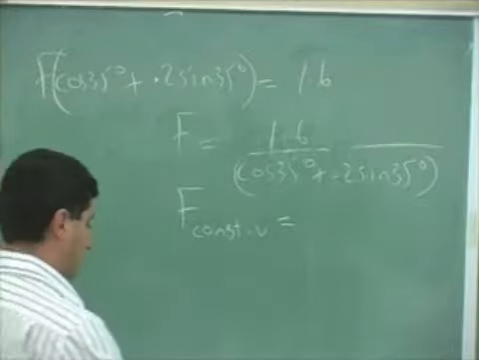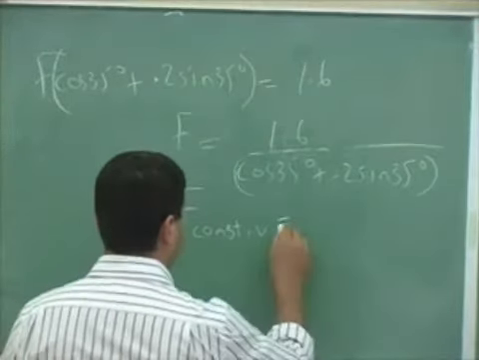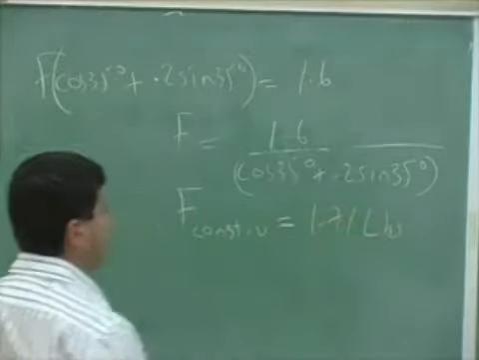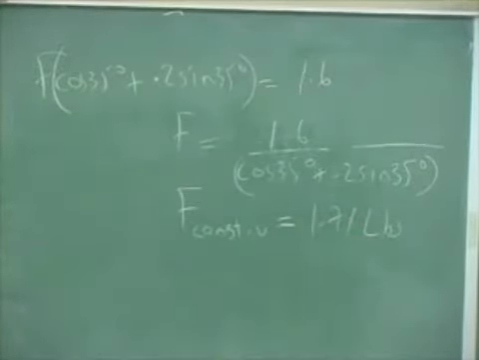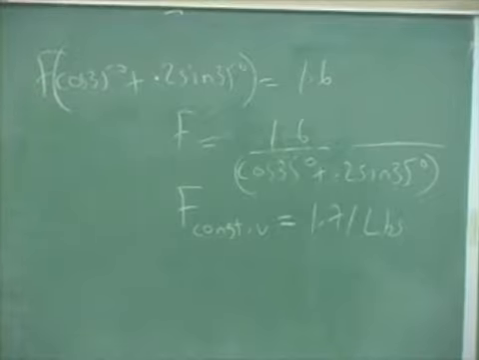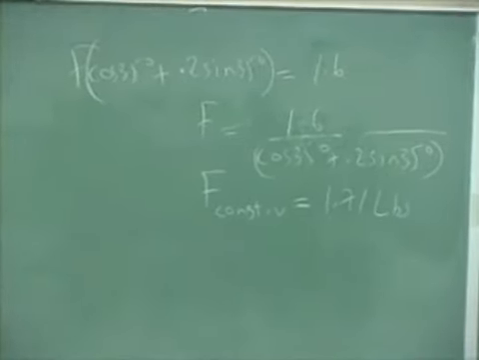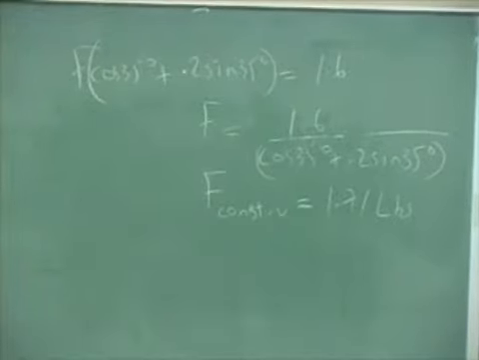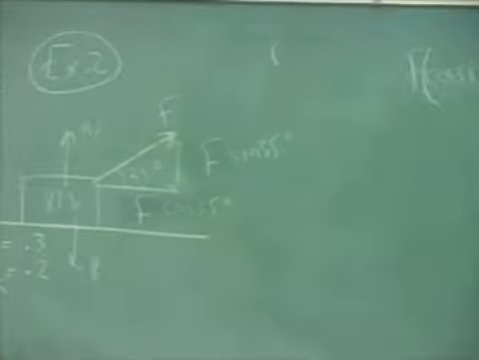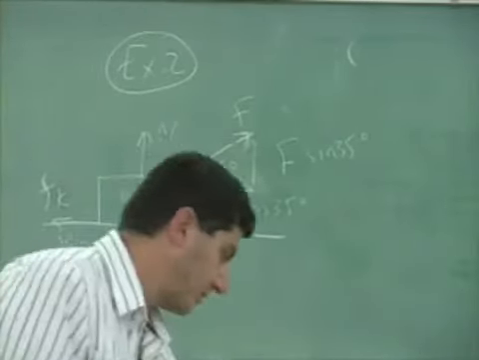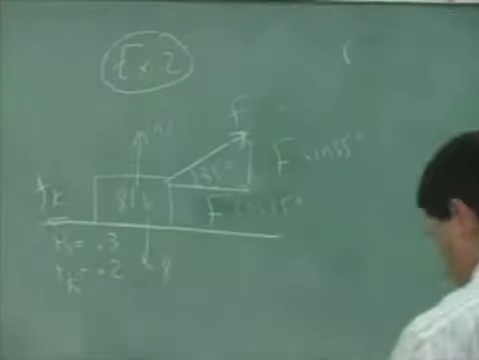Okay, what do you get there? 1.71. F for constant velocity is 1.71, so that makes sense. So once it moves, you can maintain a force of 1.71 pounds, and it's still going to move at constant velocity. You see? I'm going to illustrate this with this chair here.